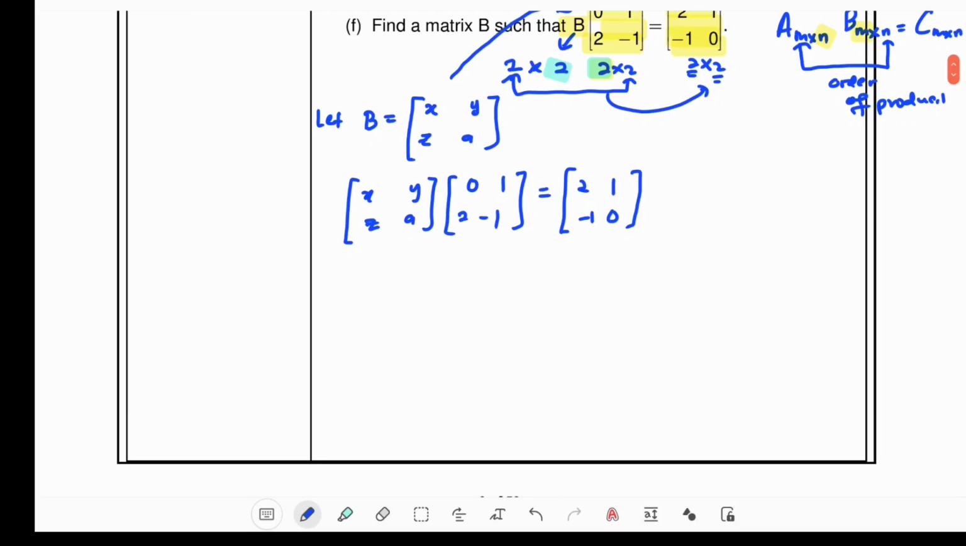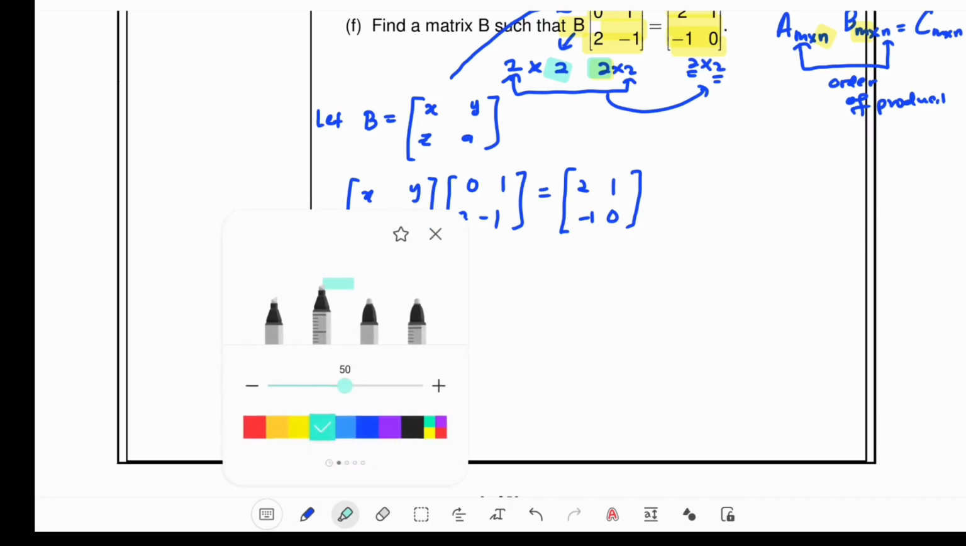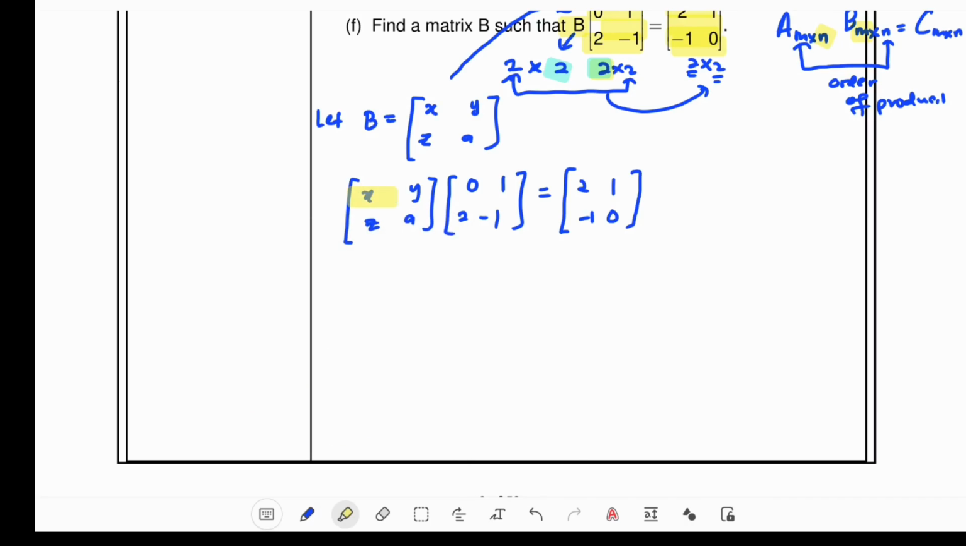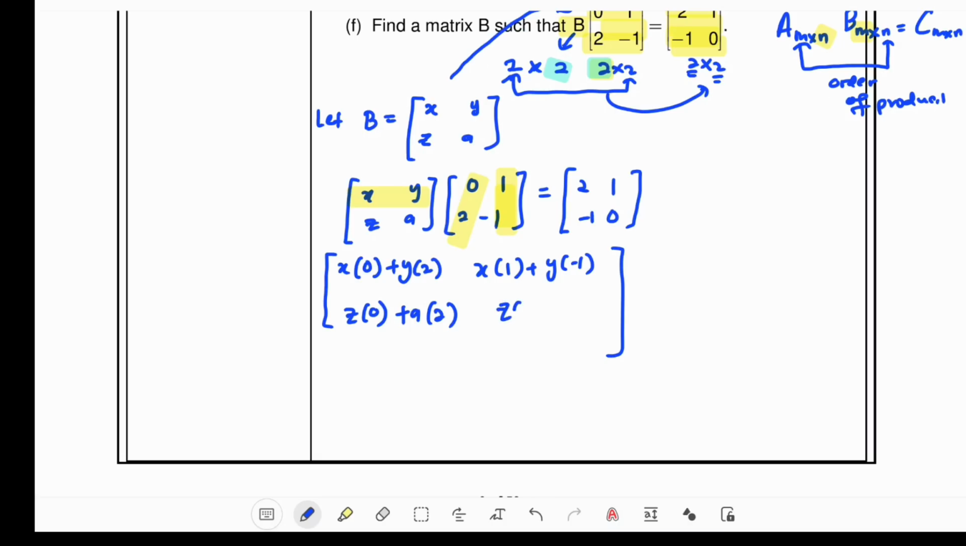Right? So for the left hand side, you have to do the process of multiplication of two matrices, which must involve row and column. It must always be row and column. So just do the same process. x multiplied with 0 plus y multiplied with 2, and proceed with the next column. So x multiplied with 1 plus y multiplied with negative 1, and lastly z multiplied with 0 plus e multiplied with 2, and z multiplied with 1 plus e multiplied with negative 1. And for the right side, just follow through.